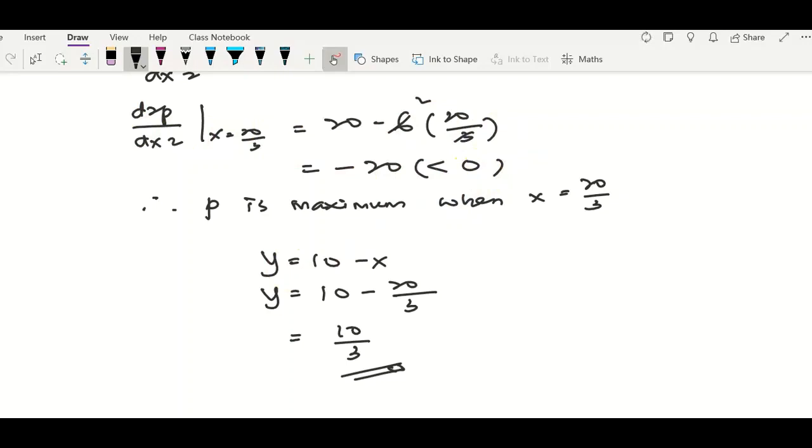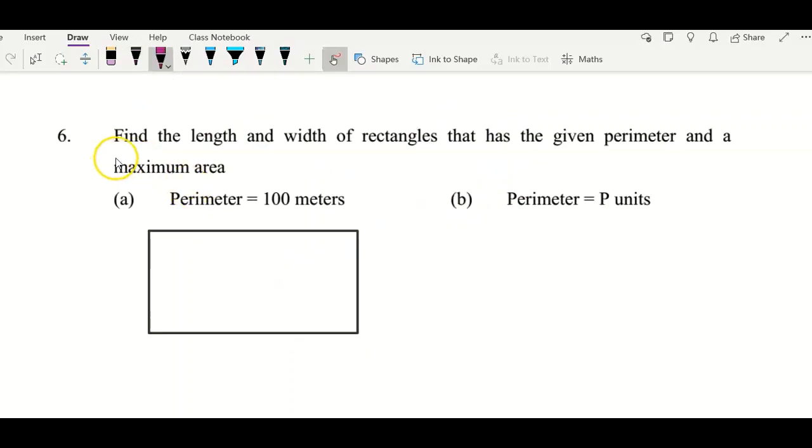You must prove this value will give a P that is maximum by the second derivative test or first derivative test. All right, look at question 6. Find the length and width of the rectangles that have the given perimeter and maximum area. So I want to get a maximum area.